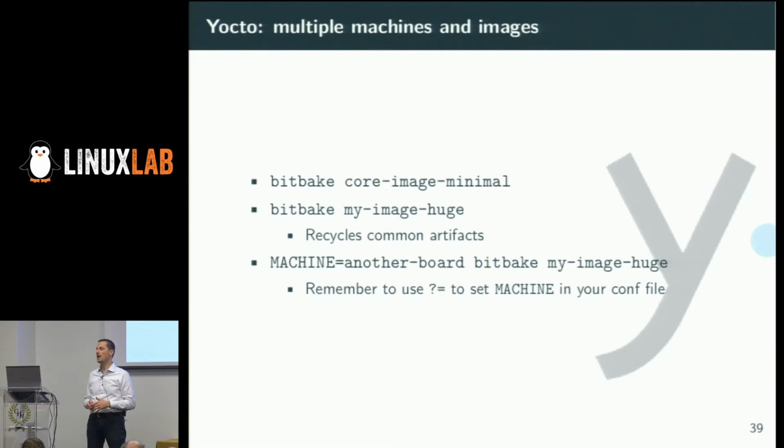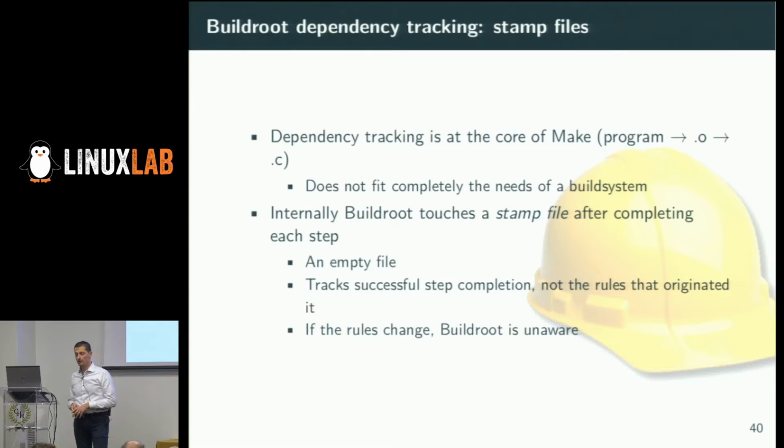As I said, these tools have a dependency graph, so they have to keep track of dependencies. This is one of the core features of the make program. However, how it does it is not enough for the complex needs of an embedded Linux build system. And so Buildroot has its own mechanism to keep track of dependencies, which creates a timestamp file at the end of each step to know where to restart from.